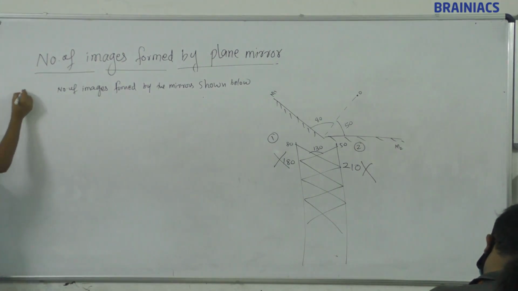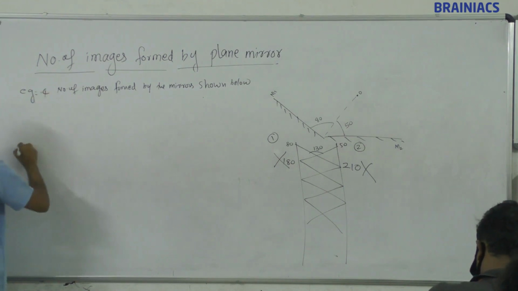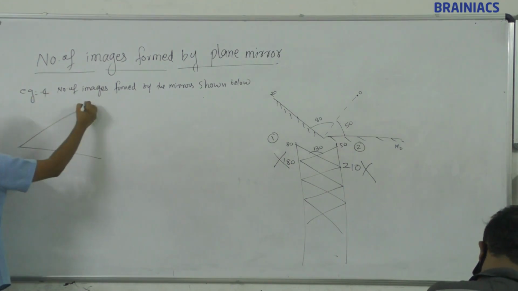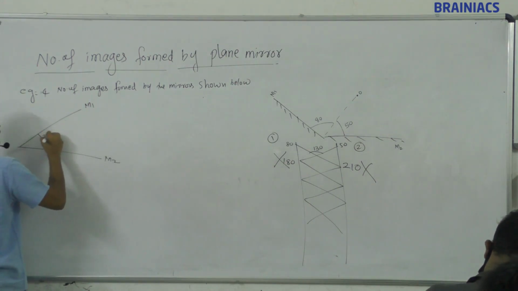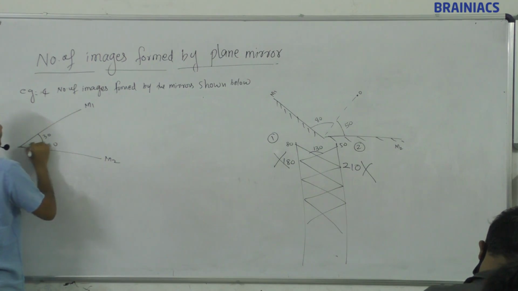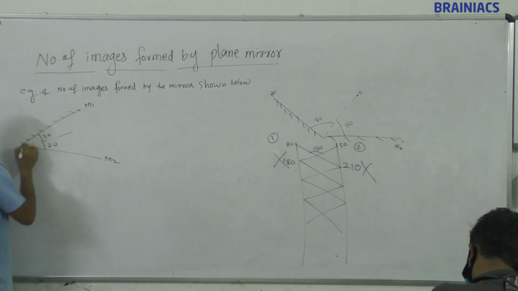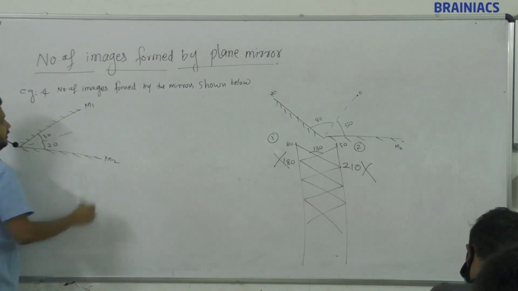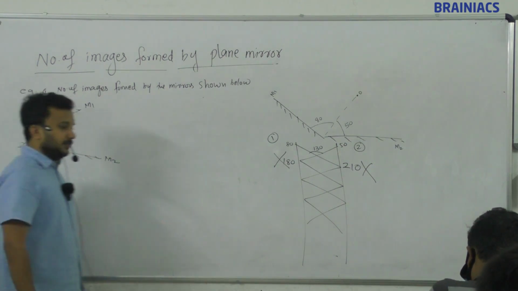Example number 4, fourth example. Number of images formed by the plane mirrors as shown below. M1, M2, 30 degree, 20 degree. Tell me, total number of images formed by M1 and M2 together, how many images? 30, 20.